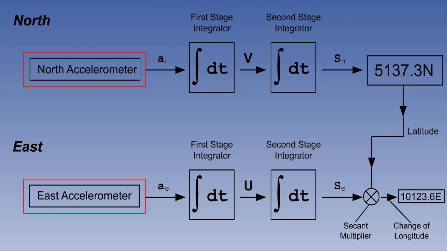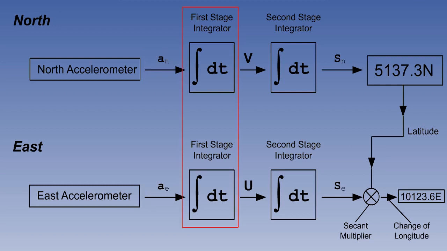In this lesson, we're going to look at the gyroscopes on the INS platform and how they need to be corrected. However, we'll start by reminding ourselves about the data flow in INS from the last lesson. We have a north and an east accelerometer. They sense every change of aircraft movement and pass it to first stage integrators.